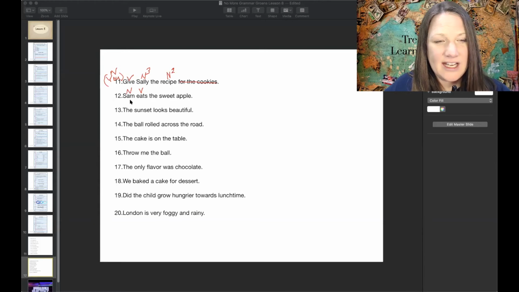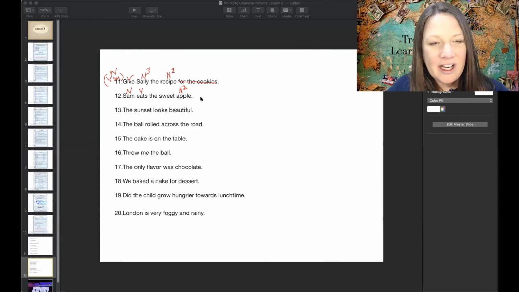Sam is a subject. Sam eats what? Now, how do I know to ask that? I know just looking at it what the sentence pattern is going to be, but that's because I've done this a lot, these sentence patterns.